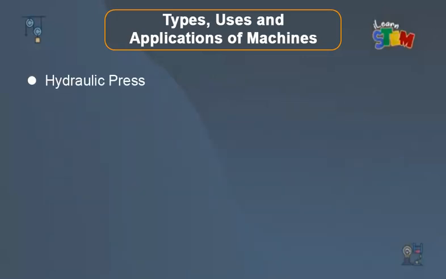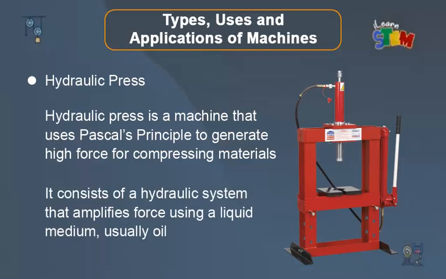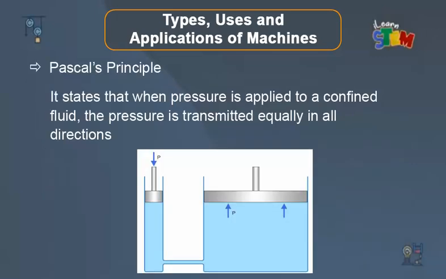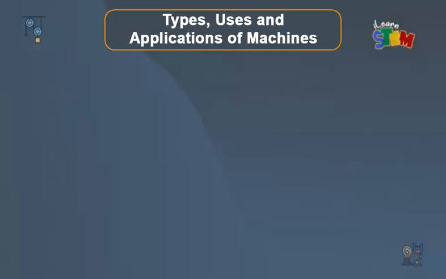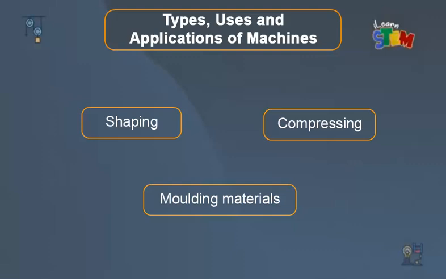Now, the hydraulic press. Hydraulic press is a machine that uses Pascal's principle to generate high force for compressing materials. It consists of a hydraulic system that amplifies force using a liquid medium, usually oil. Pascal's principle states that when pressure is applied to a confined fluid, the pressure is transmitted equally in all directions. A hydraulic press is used in various industries for shaping, compressing, and molding materials.